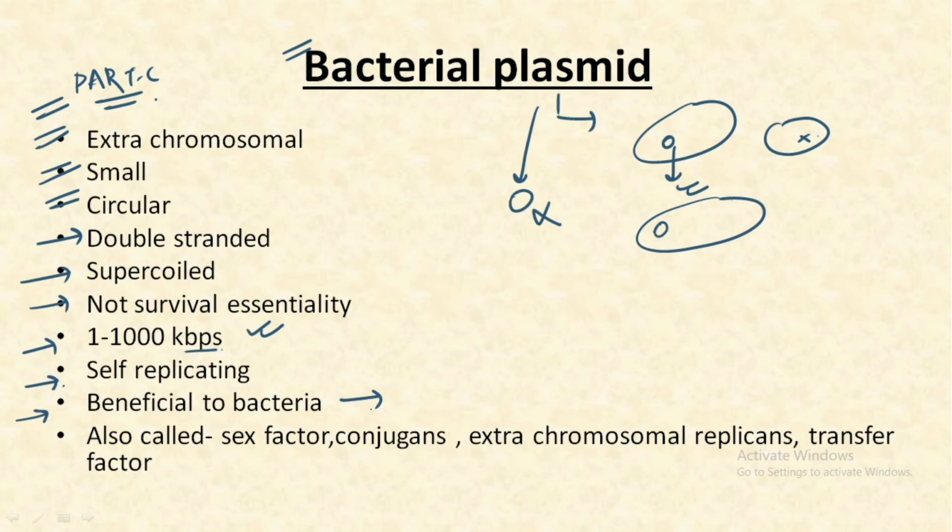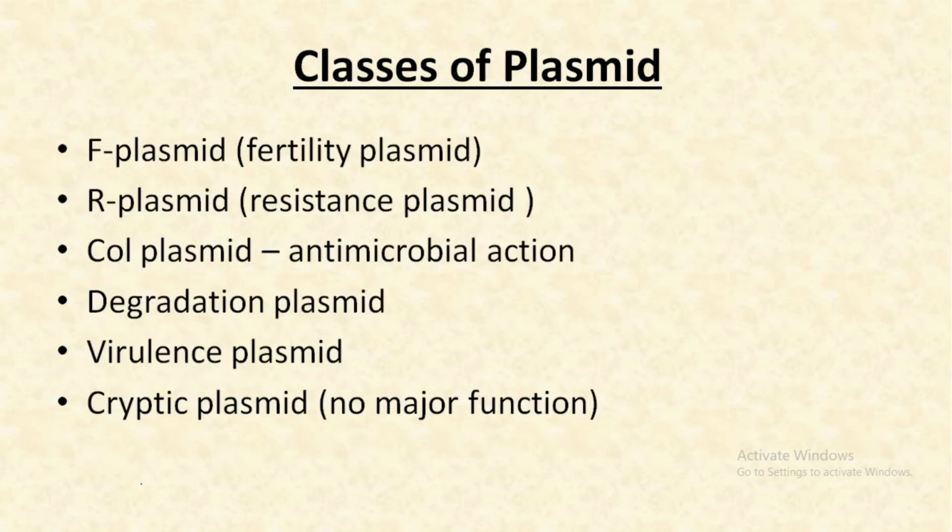And the other names of the bacterial plasmids are sex factor. They are also called conjugates. They are also given the name of extra chromosomal replicants and also the transfer factors.